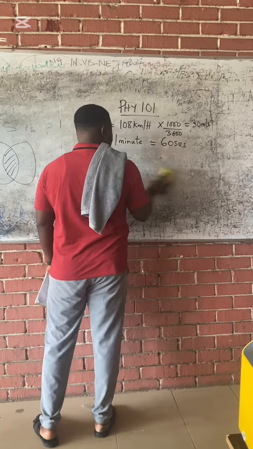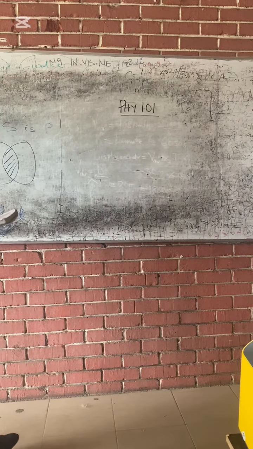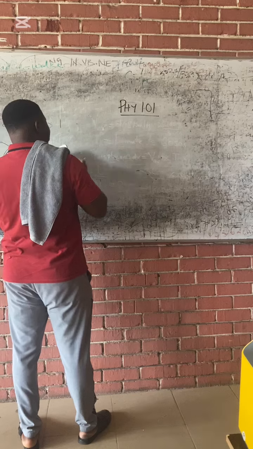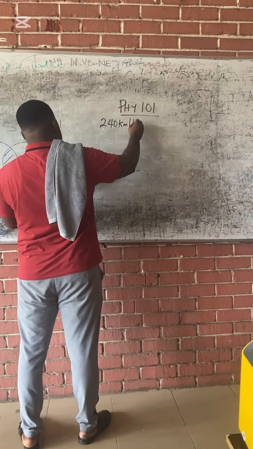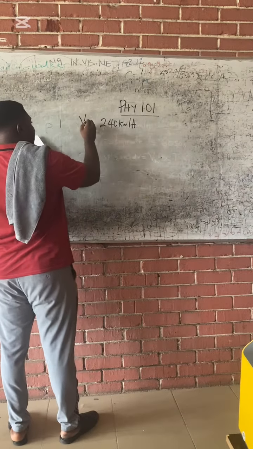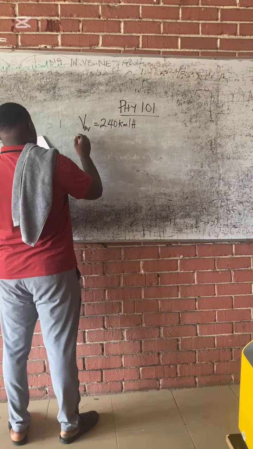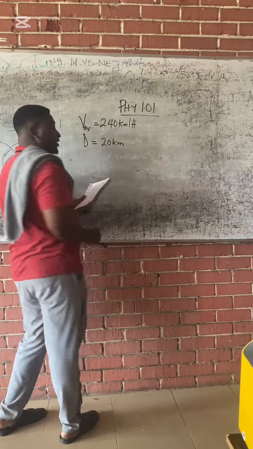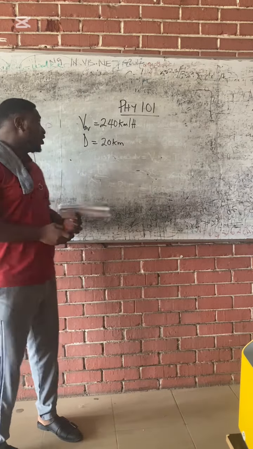The third question now. The third question said we should find how long it will take a car with an average velocity of 240 kilometers per hour to cover a displacement of 20 kilometers. Class, average velocity is 240 kilometers per hour. To cover a displacement of 20 kilometers, class, displacement is 20 kilometers. How long means what? Time.